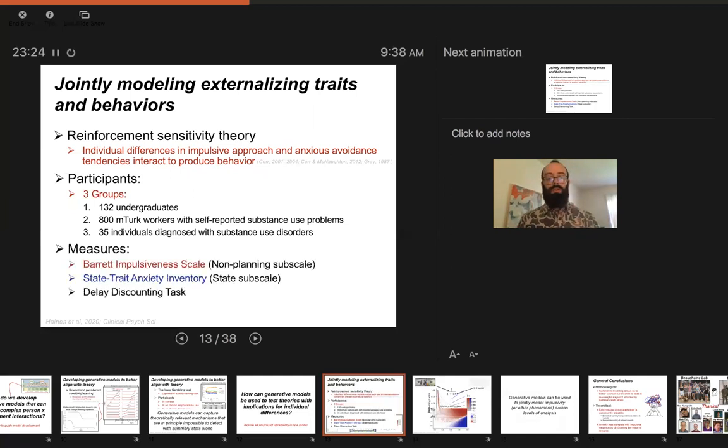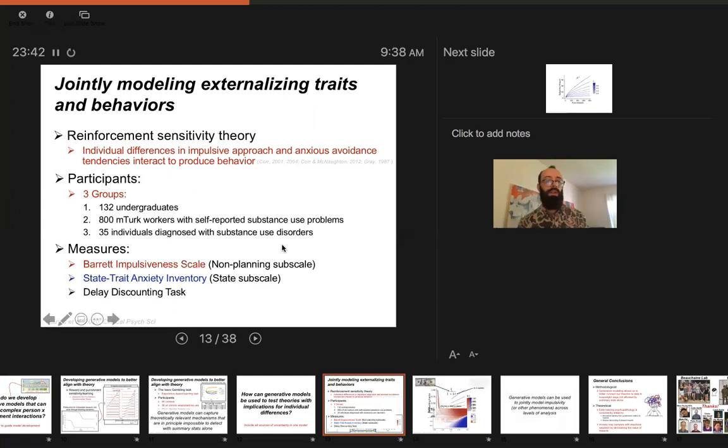And for the measures that we used, we looked at trait impulsivity with the non-planning scale of the Barratt Impulsiveness Scale, and then we used the State-Trait Anxiety Inventory to measure state anxiety, so how anxious people were when they were performing the task, and then delay discounting, which was the task that I just showed you. It's a series of choices between immediate and delayed rewards.